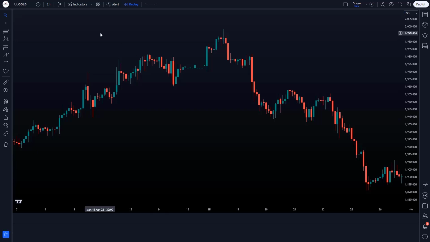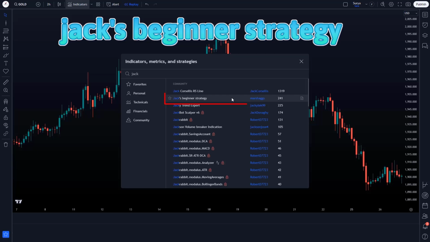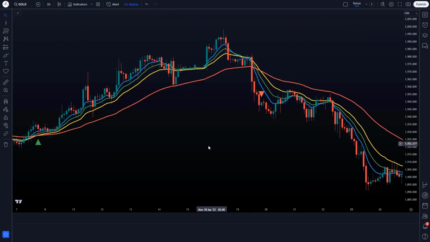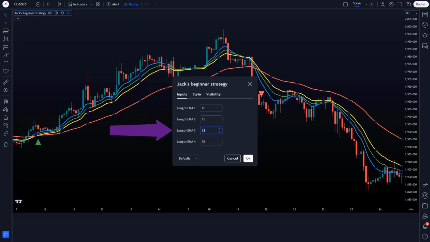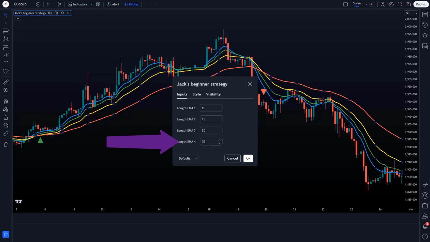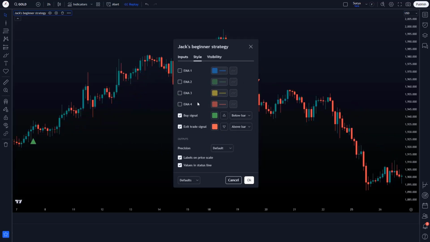First, go to the Indicators tab and type Jack's Beginner Strategy here. After that, add this indicator to the chart. First, we have to change some settings. Length EMA1 has to be changed from 8 to 10. Length EMA2 has to be changed from 13 to 15. Length EMA3 has to be changed from 21 to 25. Length EMA4 has to be changed from 55 to 28. Click on Style. Hide EMA here. Now everything is fine. Click on OK.